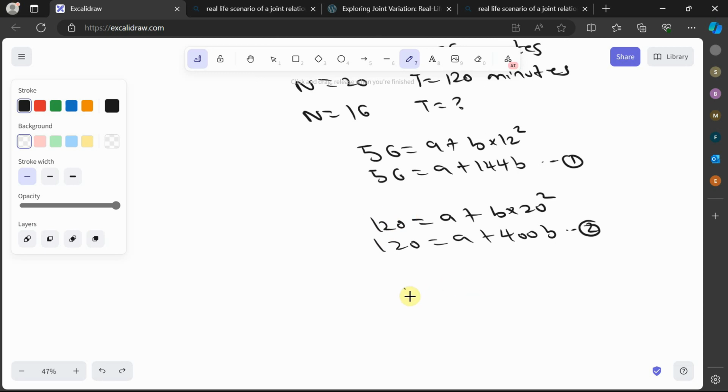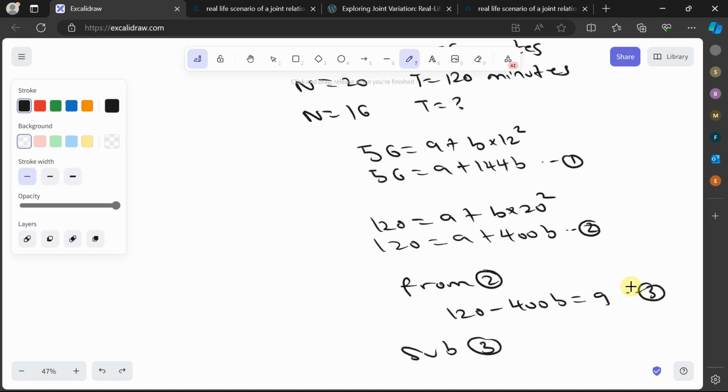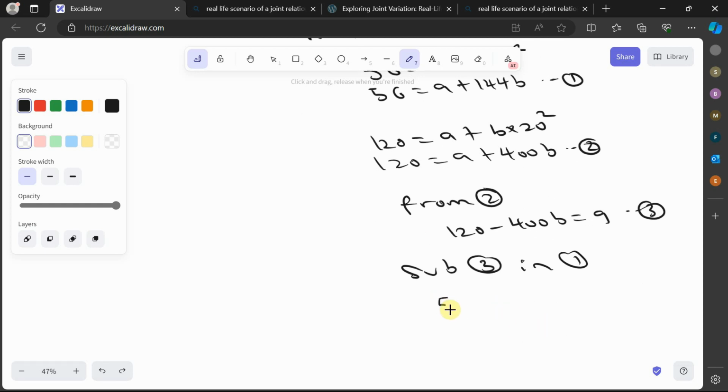From equation 2, I want to make a the subject of the formula. So that would be 120 minus 400b is equal to a. I can swap the position. I say a is equal to 120 minus 400b. That's fine. So this is equation 3. I'll now substitute equation 3 in the one I did not touch at all, which is equation 1. So if I substitute that in equation 1, we would have 56 is equal to 120 minus 400b, anywhere I see a, I'll put this, plus 144b.